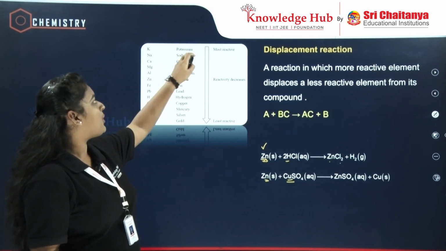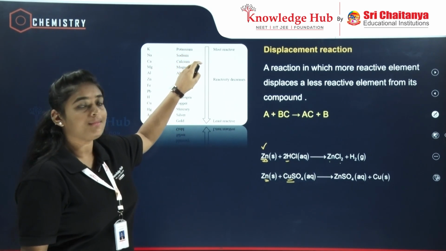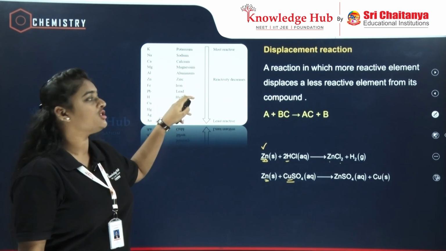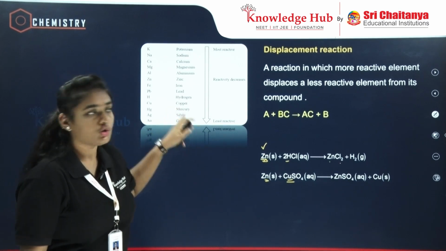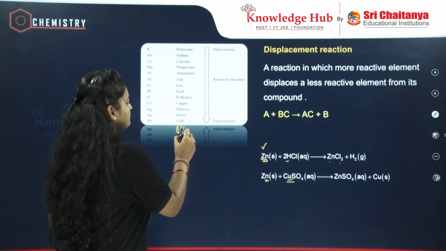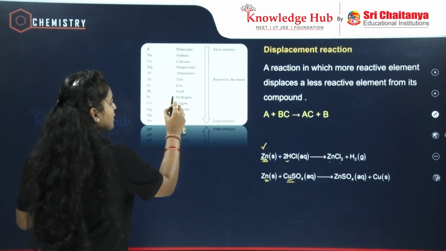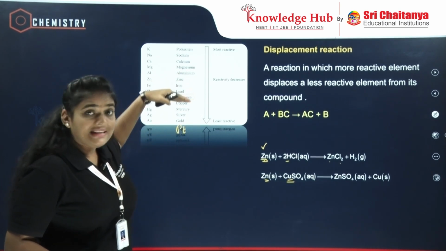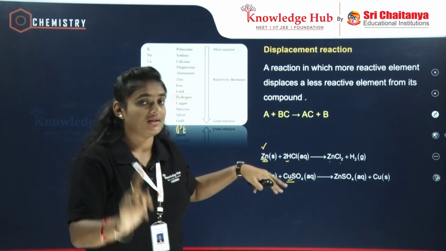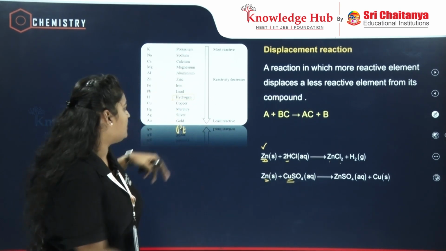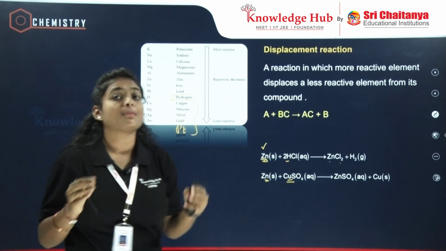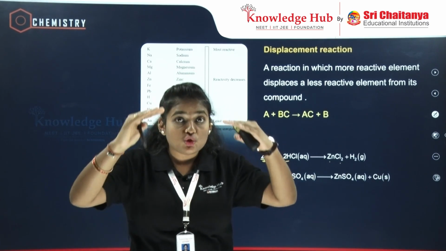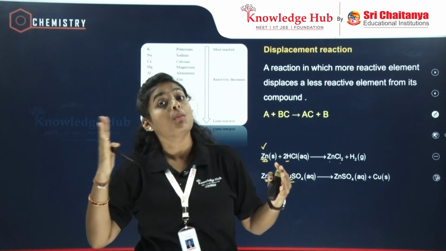Can you see this? Potassium, sodium, calcium, magnesium, aluminium, zinc, iron, lead, hydrogen, copper, mercury, silver, gold, and you also have platinum metals. And something you must take care is hydrogen. This reactivity series is for metals. The metals which are present below hydrogen are less reactive, and those above hydrogen are more reactive.